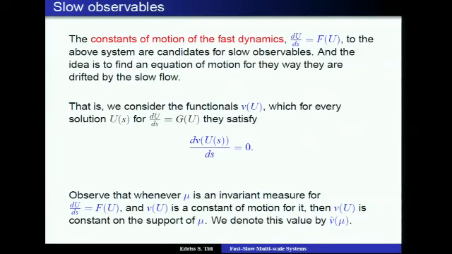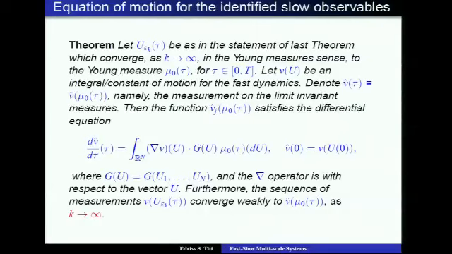Observe that whenever mu is an invariant measure for this system, then V of U is a constant of motion for it, therefore it is constant on the support of mu. If we denote by this value the quantity with respect to this support, then one can show the following theorem. As I told you, U epsilon is converging to a measure mu 0, and therefore the constants of motion on the support of this measure satisfy exactly this differential equation. This is the way they are drifted.